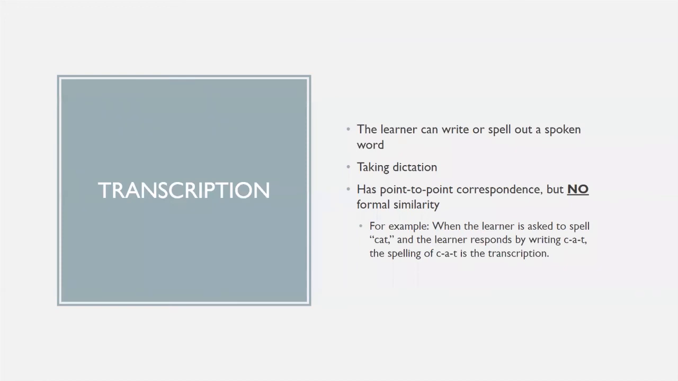Lastly, there is transcription, where the learner could write or spell out a spoken word and take dictation. This verbal operant has a point-to-point correspondence, but also no formal similarity. Let's check out the example. When the learner is asked to spell cat, the learner responds by writing CAT. The spelling of cat is the transcription.